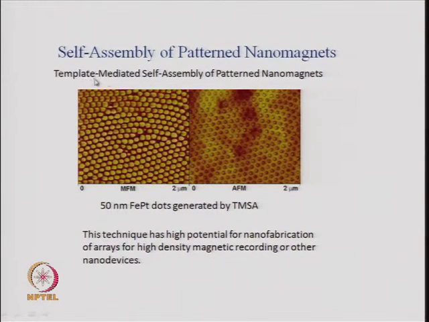This can be prepared using a template mediated method, and it has high potential for many applications, because these are normally used for magnetic recording, etcetera. So, high density, that means many particles over a square unit area, is required, and only then will you have high density magnetic recording or other nanoscale devices used for magnetic recording.